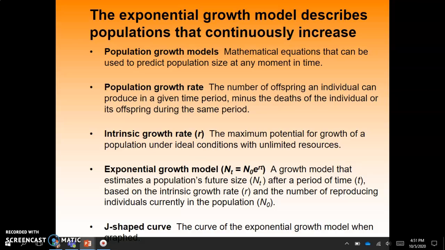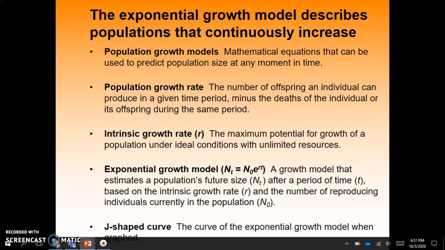The exponential growth model is N_t = N_0 × e^(rt). This is just an equation that we can use to estimate a population's future size, so what the population will be at a point in time.